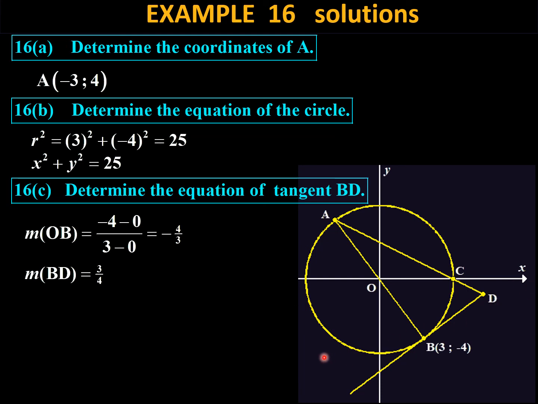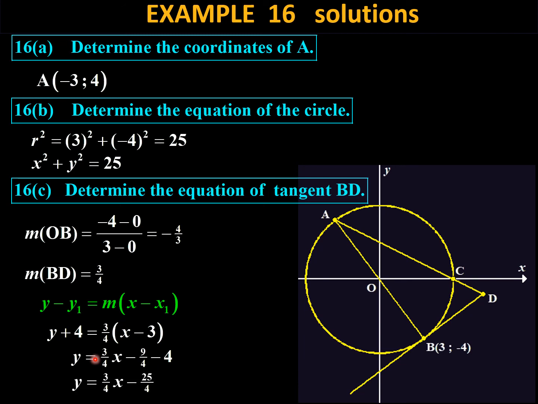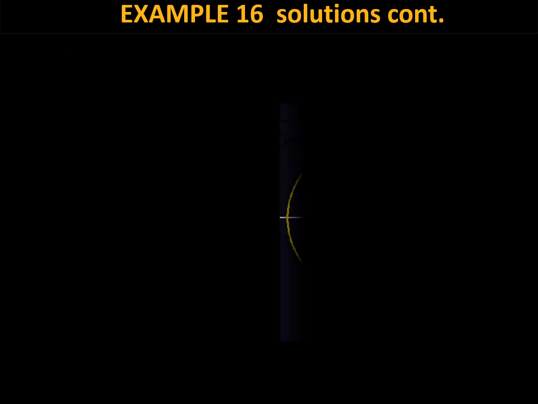Gradient of BD, it's perpendicular, so it's going to be positive 3/4. I use that equation, and I end up with 3/4 as my gradient, and my point I'm substituting is 3 and negative 4. So that's negative 3, and that negative 4 becomes a positive 4. Transposing and simplifying, there's the equation of the tangent. Now let's look at the last question here.